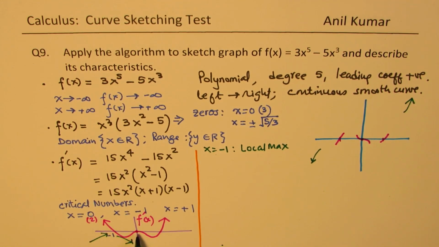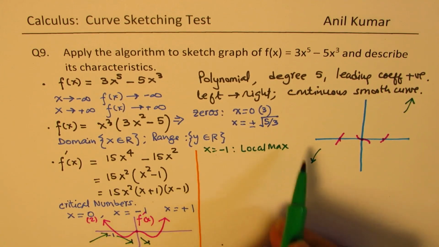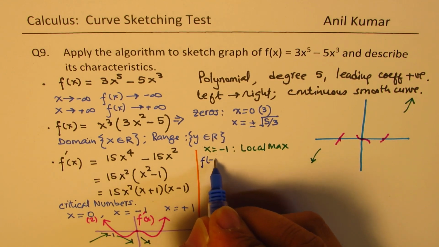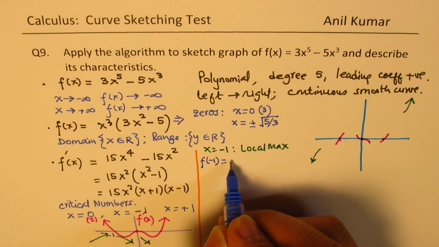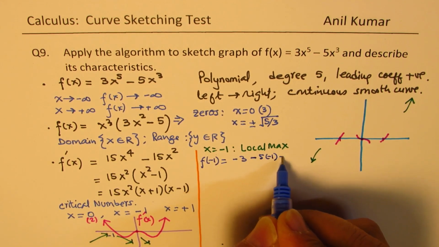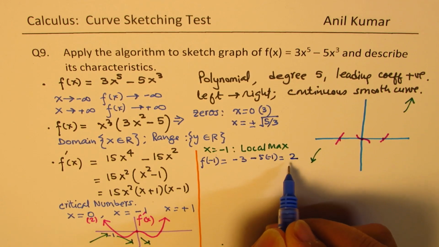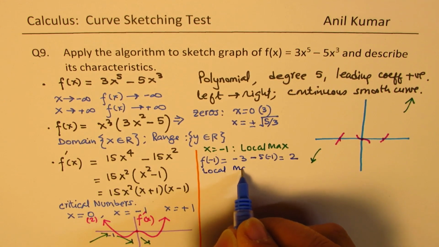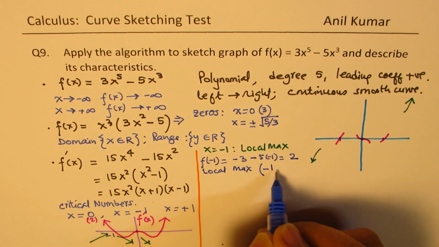At x equals 0, there is nothing happening here. The derivative is actually negative on both sides. Do you see that? So it is decreasing, and after that also it is decreasing. So probably a point of inflection, but neither maximum nor minimum. So for the local maximum, let's find the coordinates by substituting x equals minus 1. I get minus 3 minus 5 times minus 1, which gives us positive 2. So the local maximum is at (minus 1, 2).